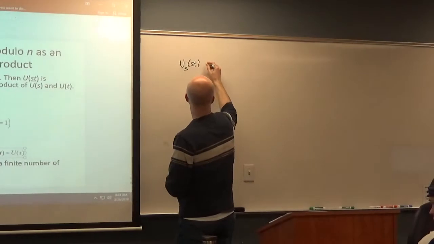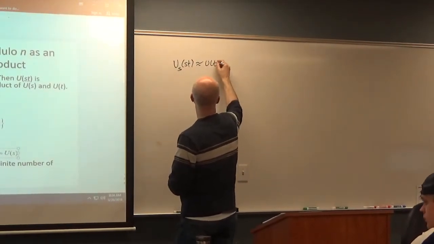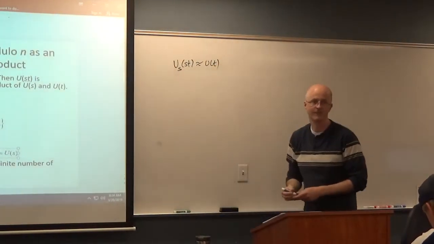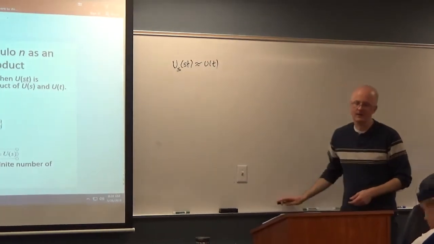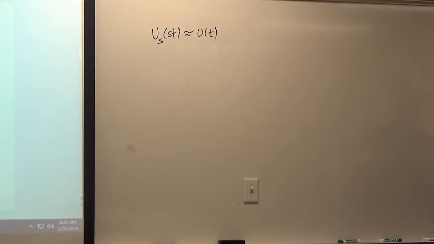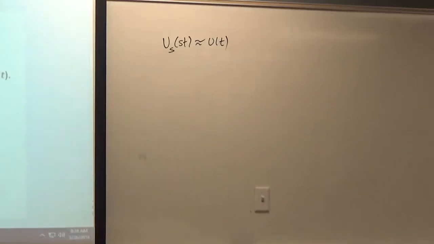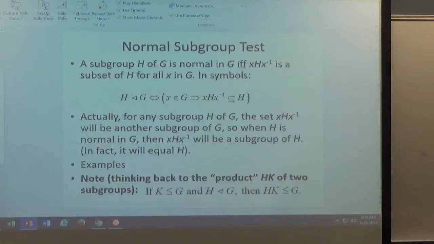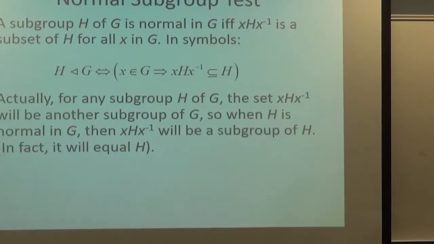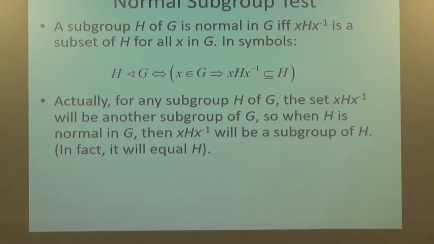When S and T are relatively prime, this should be isomorphic to UT. Okay. All right. That last fact that I talked about at the end of lecture, this one here, is actually useful for a particular example right away.